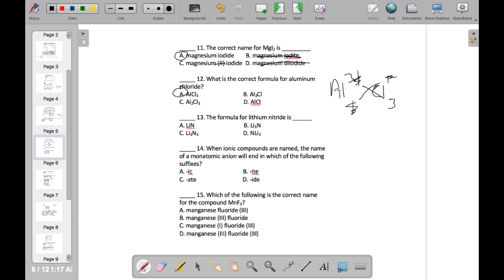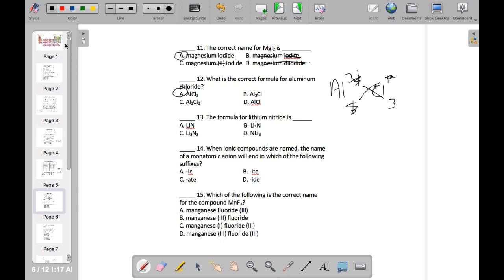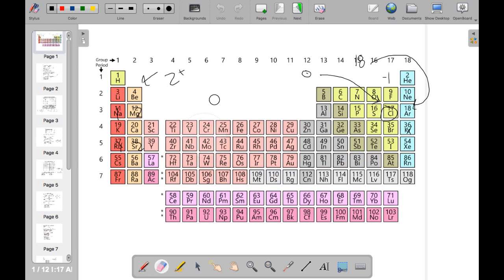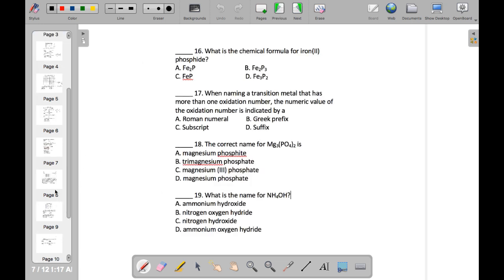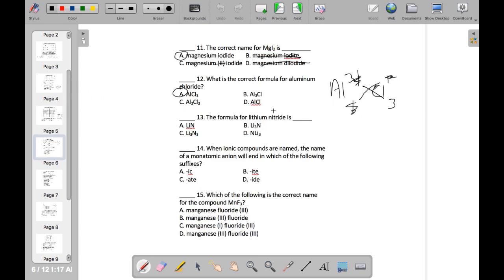And if you didn't know that aluminum was 3 plus, you could go back up to the periodic table and look at where aluminum is, which is in group 3 or 13. Everything here is a 3 plus. This is 1 plus, 2 plus. Oops, I'm on the wrong page. Where do I go? Okay, here we go.